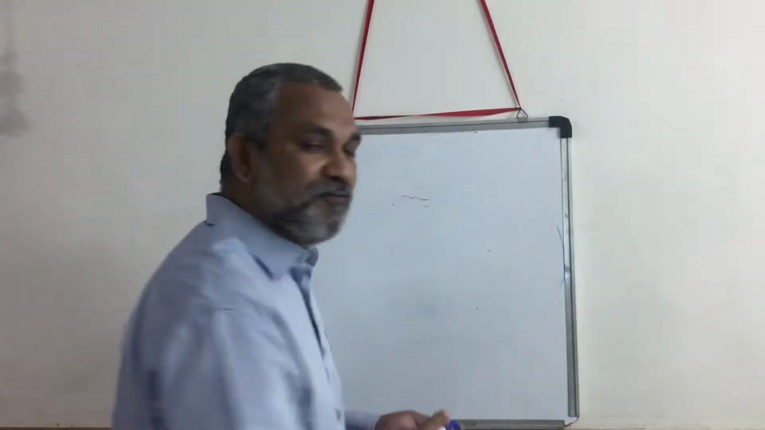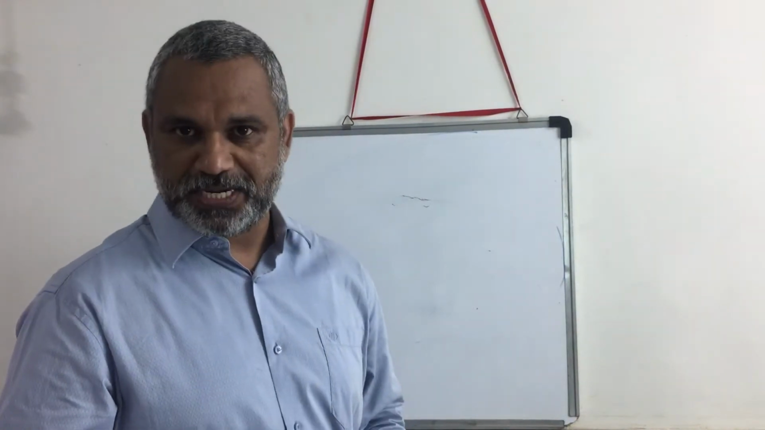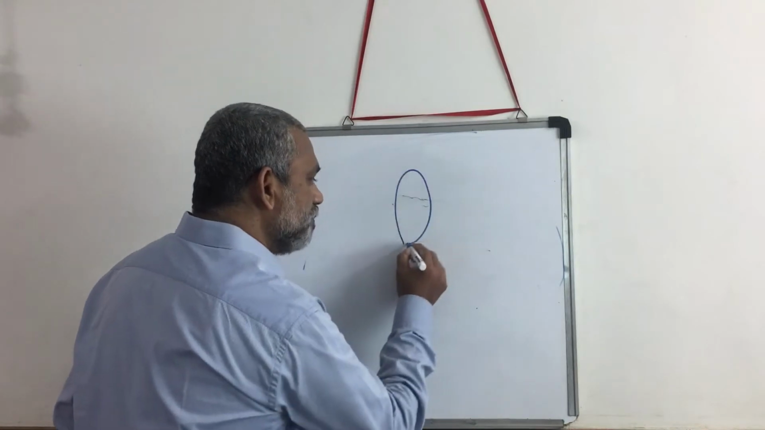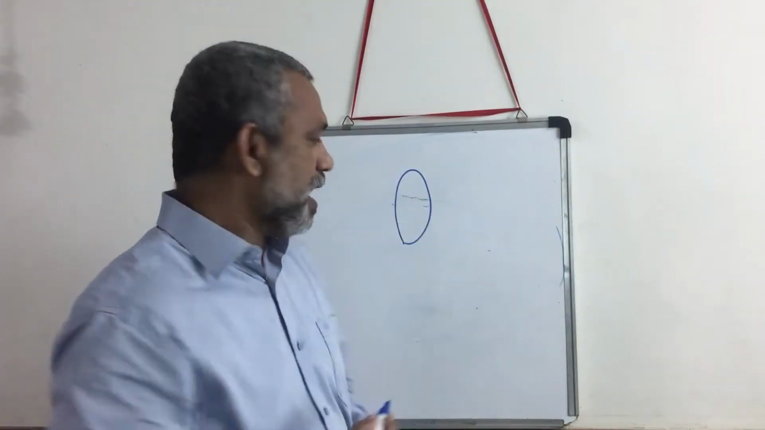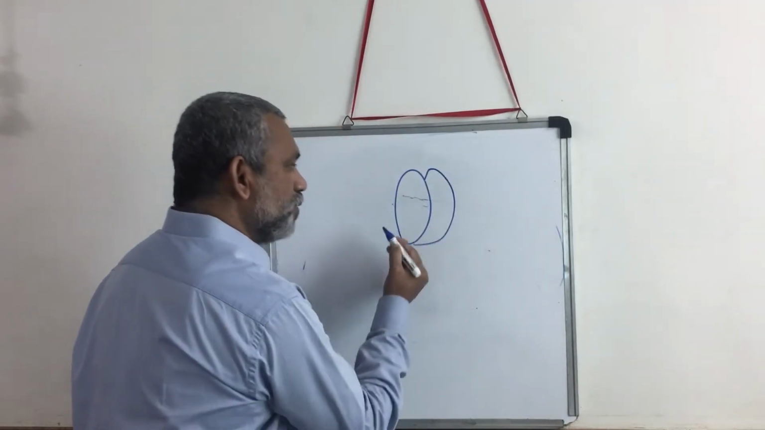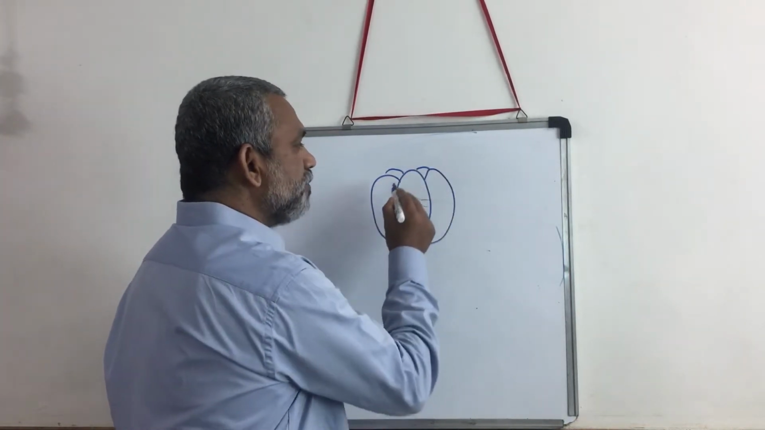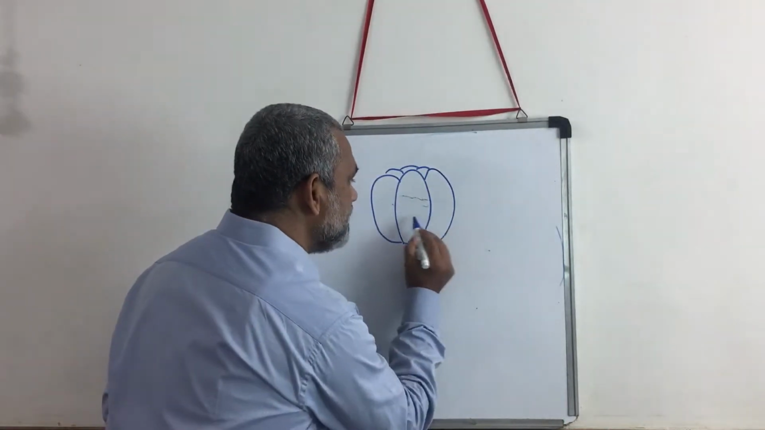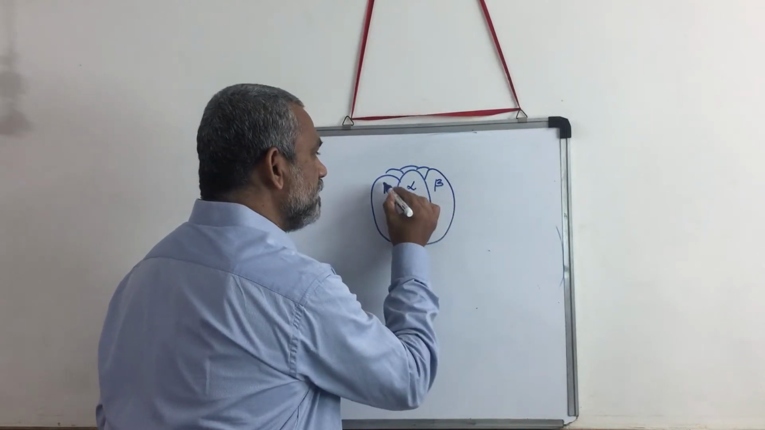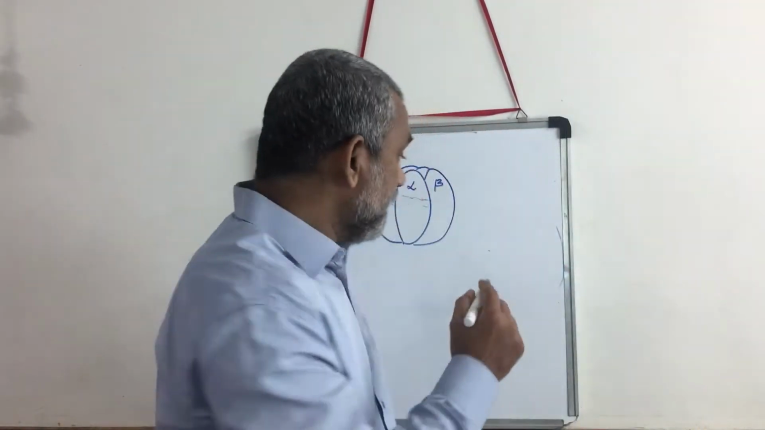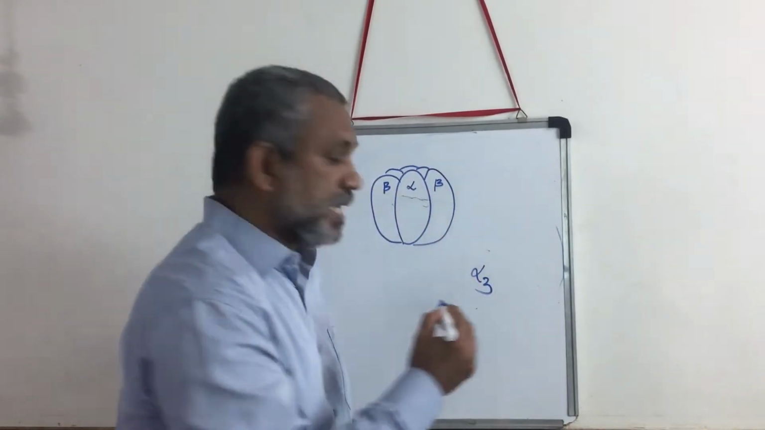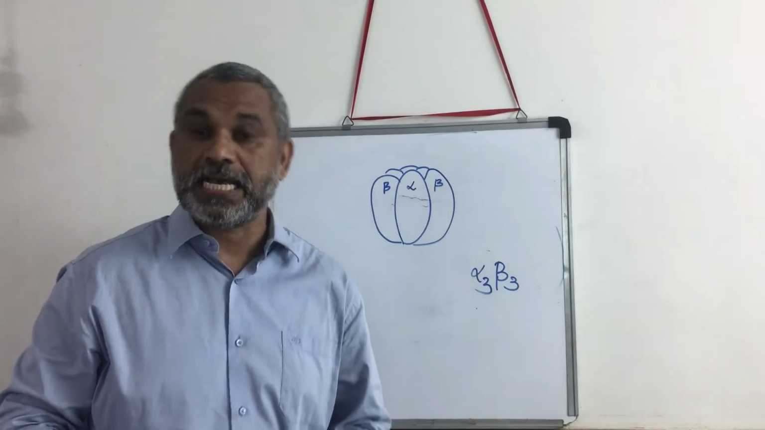Now, assume there are 6 segments in this orange. These segments we shall call alpha and beta subunits. Here is an alpha subunit, and they are alternately arranged. After an alpha subunit, there is a beta subunit. This side also there is a beta subunit. Now there is an alpha subunit. Here also there is an alpha subunit, and here there is a beta subunit. So this is an alpha subunit, this is a beta subunit, this is a beta subunit. Therefore, there are 3 alpha subunits and 3 beta subunits in the F1 complex.